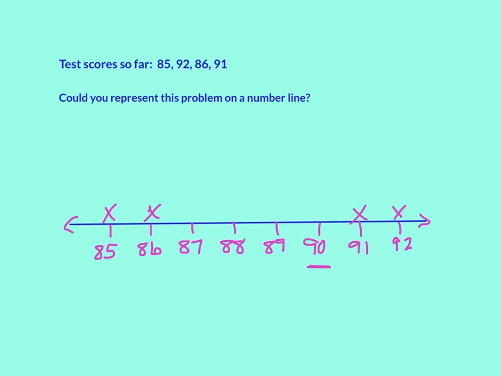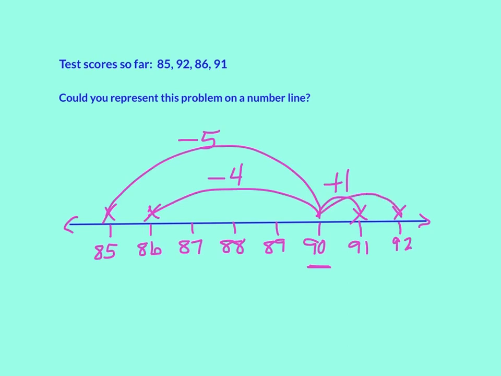So in this case, our 86 is 4 down from what we wanted, and our 85 is another 5 down from what we wanted. But our 91 is 1 up from what we wanted, and our 92 is 2 up from what we wanted. So in total, we're 9 down, but we're 3 up. And to even those out, we're going to need another 6 points on our last test to even those out for a 90.